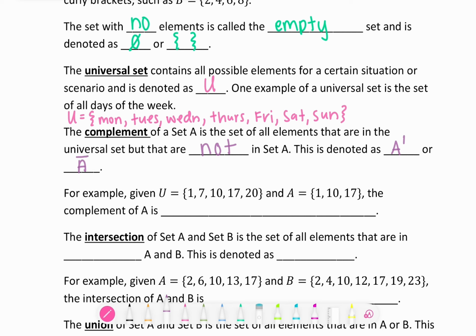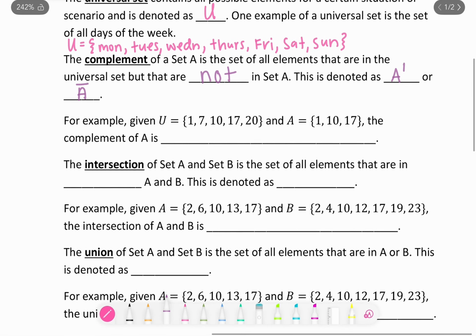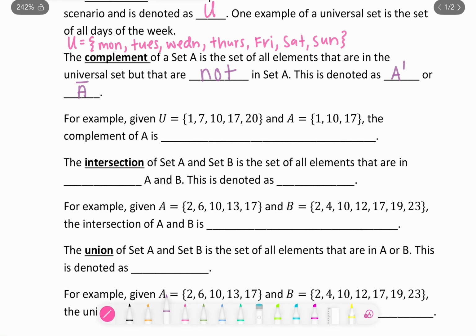The complement of a set, which again is everything that's in the universal set but is not in the set that we're talking about. So for example, if we have a set U, that's our universal, with 1, 7, 10, 17, and 20, and then we have a set A with 1, 10, and 17, then the complement is everything that's in that universal set that's not in A. So it can't be 1, 10, or 17. Everything else is in the complement of A. So A prime, which is equal to A with the line on top, is equal to the curly brackets with just what's left that's not in A. So that's going to be 7 and 20.